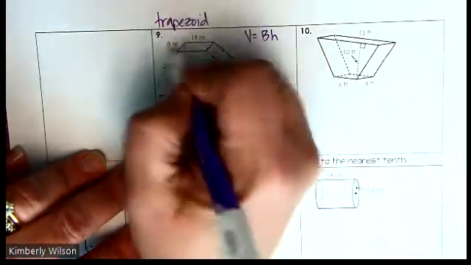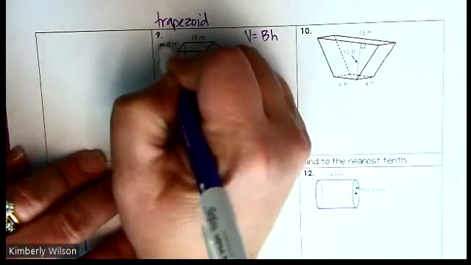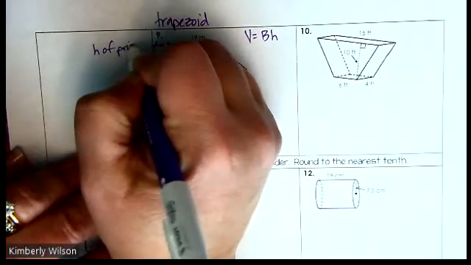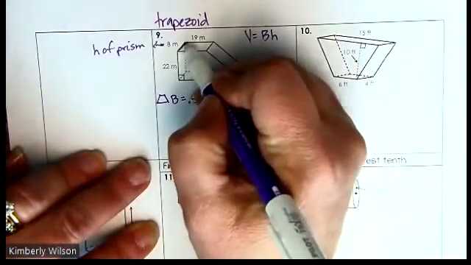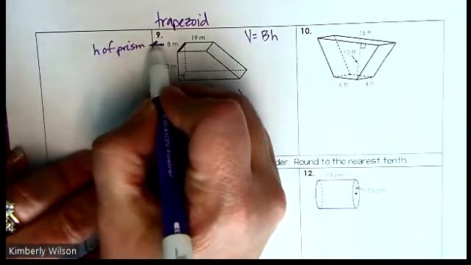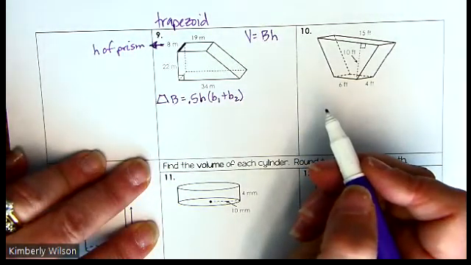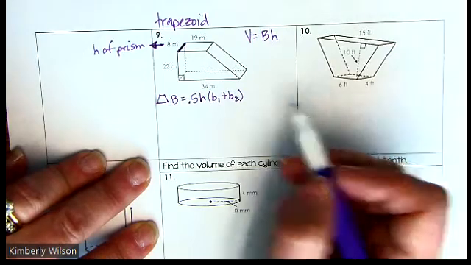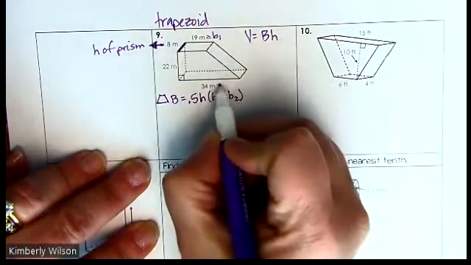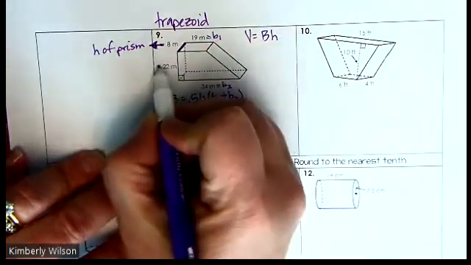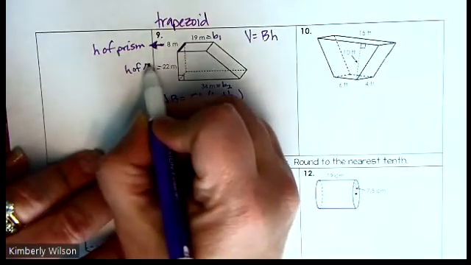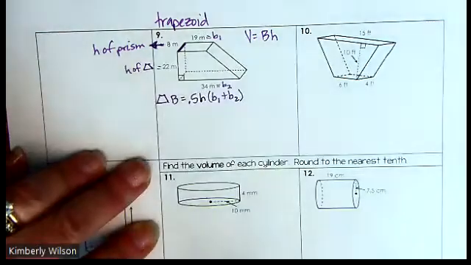Okay, well, this distance here, this is the height of the prism because it is the distance between the two trapezoids. Now I'm going to look at the trapezoid itself. Okay, so I've got base 1, so this is equal to B1. This is equal to B2. And this is the height of the trapezoid.